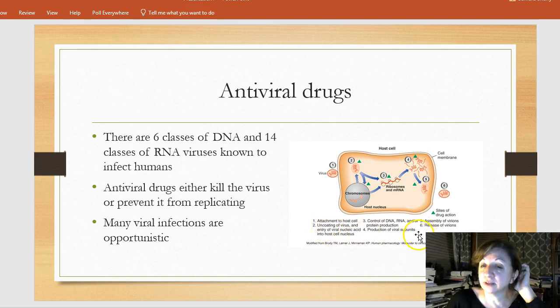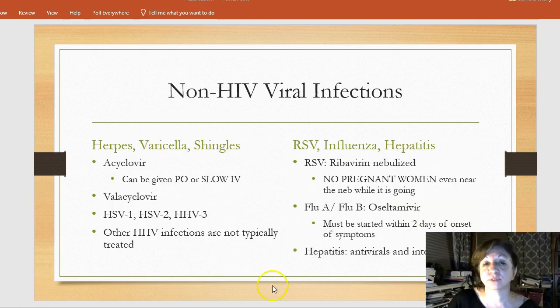And again, they assemble their little army of virions, they're called, and then they release them into another host cell. And it just keeps going and going like that until the body's taken over.